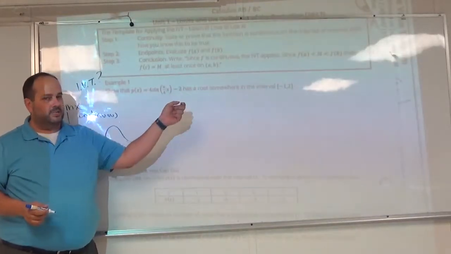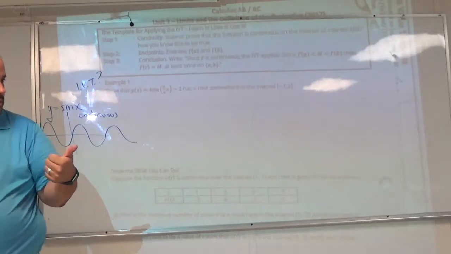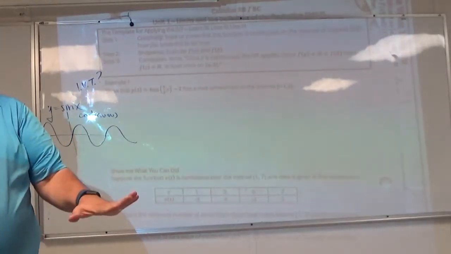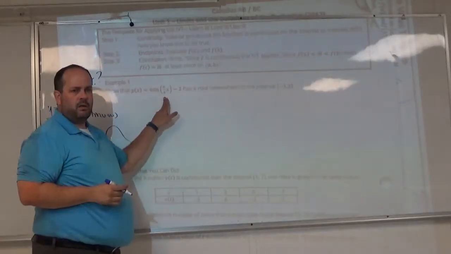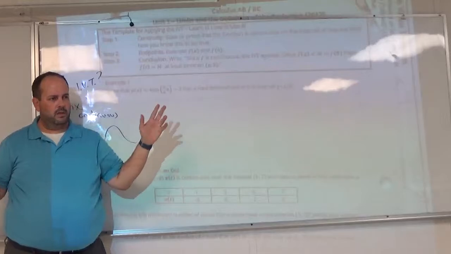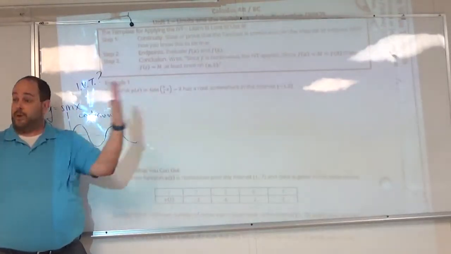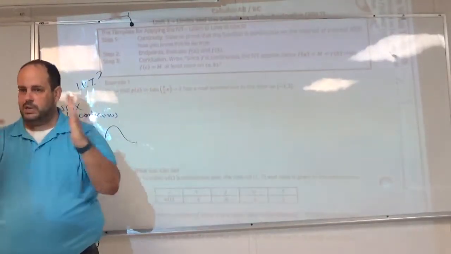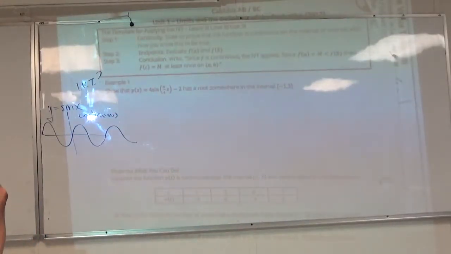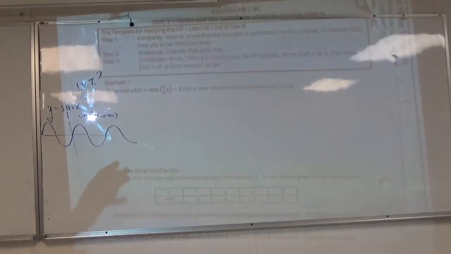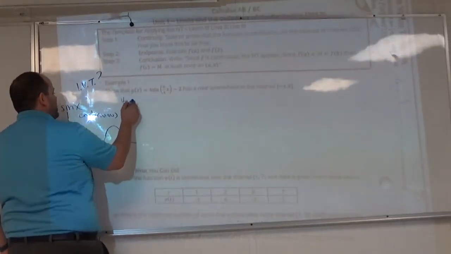4 sine pi over 4x minus 2. What does the 4 do? Careful. What does the 4 do? It's a vertical stretch. Does that stretching change continuity? No. What about this pi over 4? It's the width, right? It either compresses or it expands. Will that change continuity? What about that minus 2? It's a shift down. Does that change continuity? No.